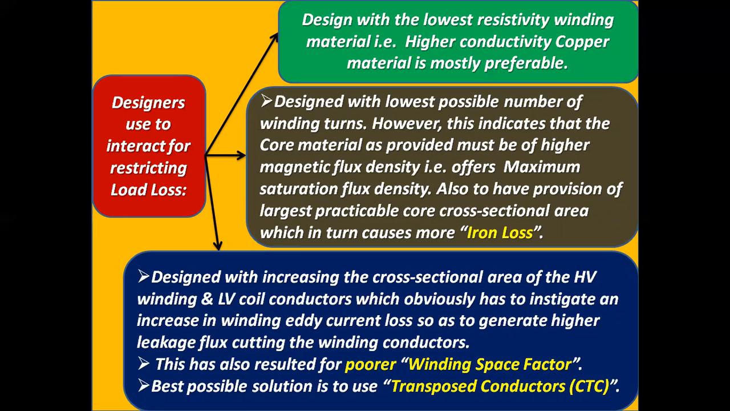Designed with increasing the cross-sectional area of the HV winding and LV coil conductors, which obviously has to instigate an increase in winding eddy current loss so as to generate higher leakage flux, cutting the winding conductors. This has also resulted in poorer winding space factor. The best possible solution is to use transposed conductors, that is CTC conductors.